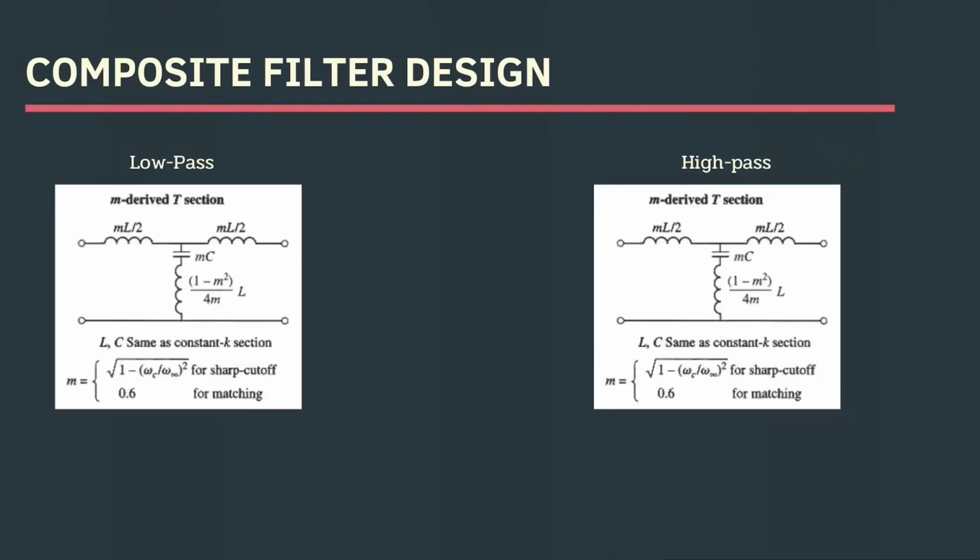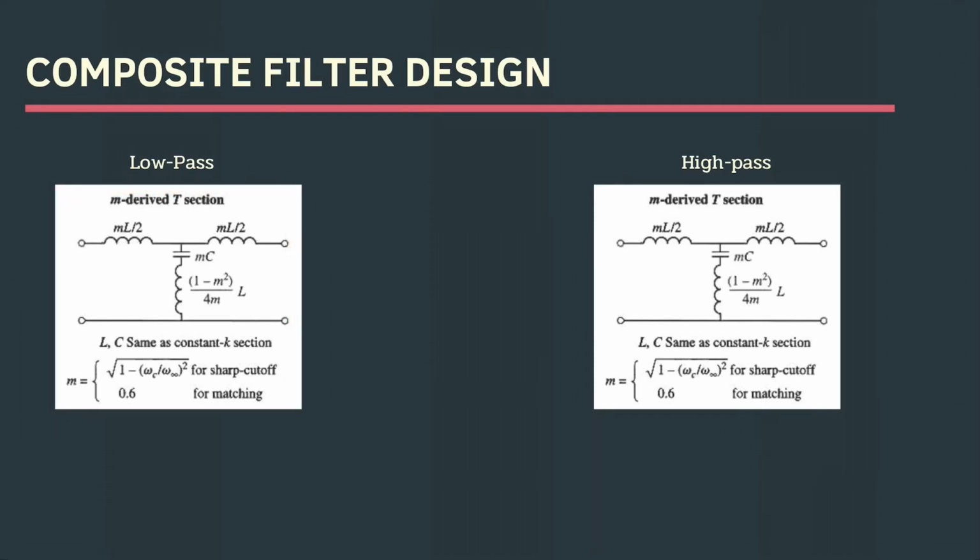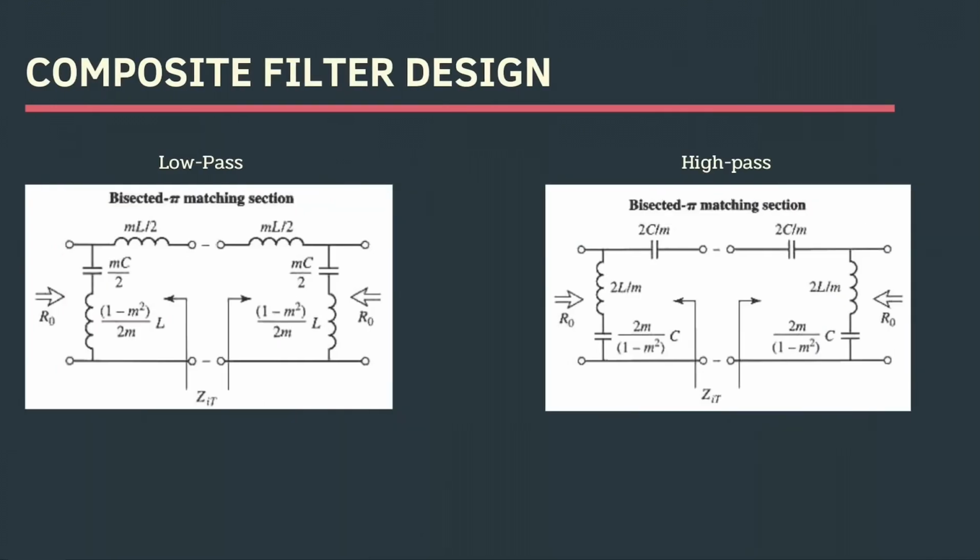And in the m-derived T section, low pass, we get this equation from this, and the high pass m-derived T section, we get this equation from this. The low pass bisected pi matching section, we get this figure, and the high pass bisected pi matching section we get from this figure. And thank you.